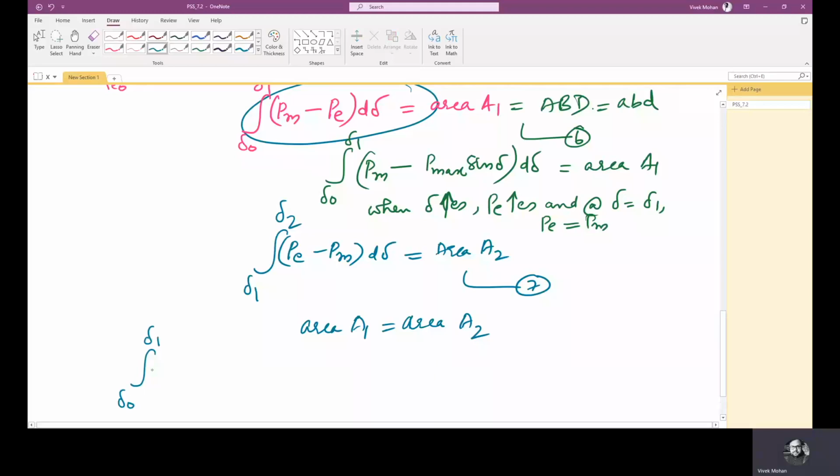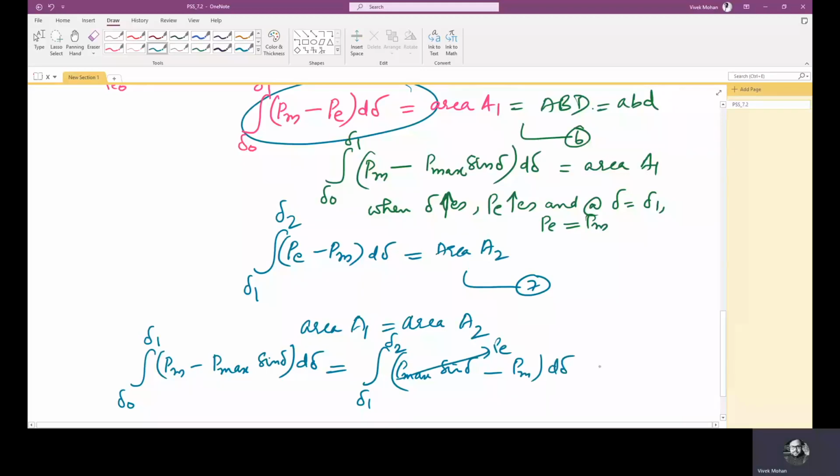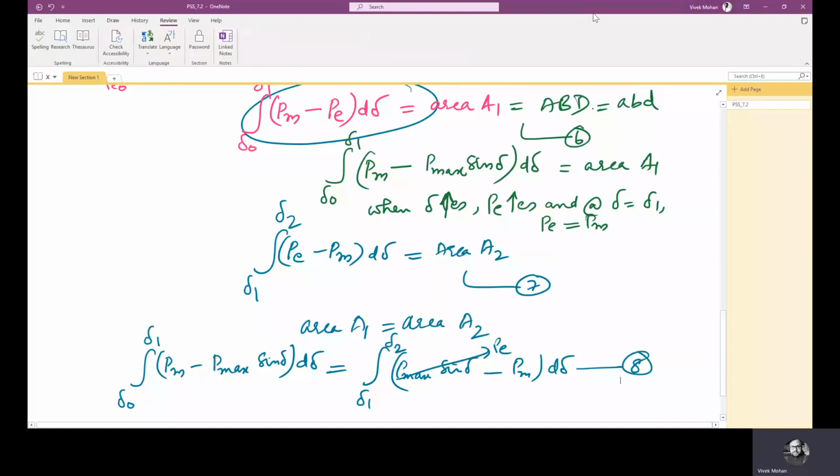So now if area A1 equals area A2, we will equate those two equations. Integral del 0 to del 1 of (PM minus P max sine del) d del equals integral del 1 to del 2 of (P max sine del minus PM) d del. This is PE. This is equation 8.